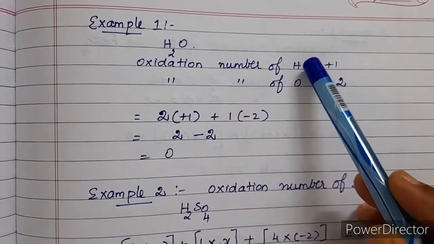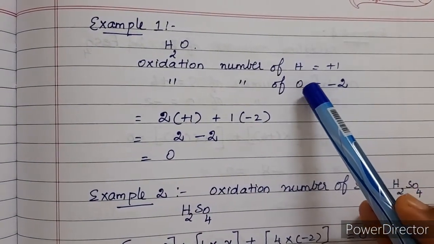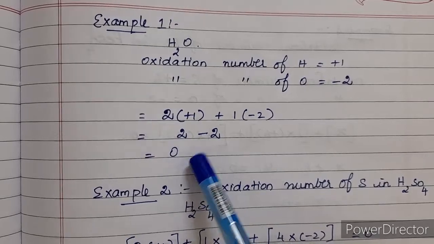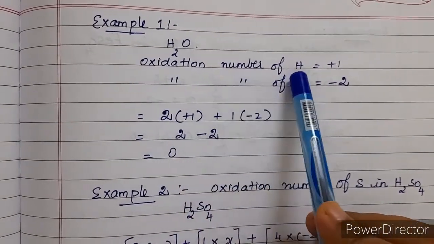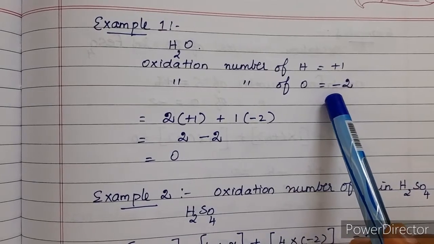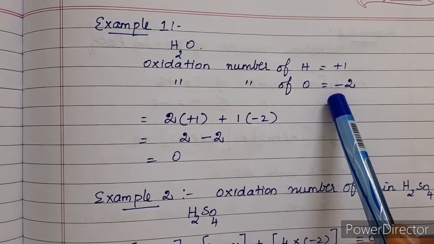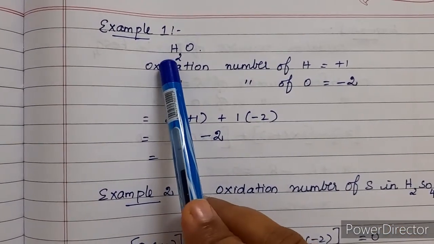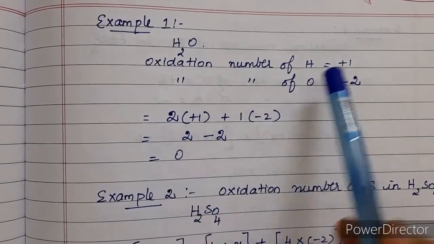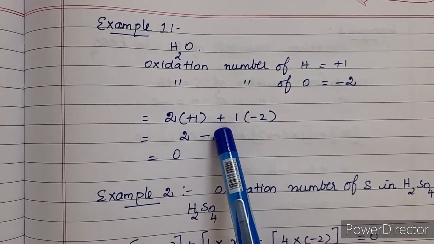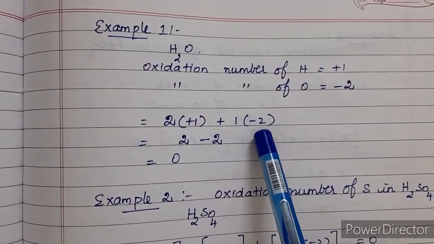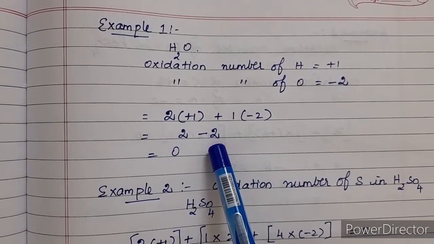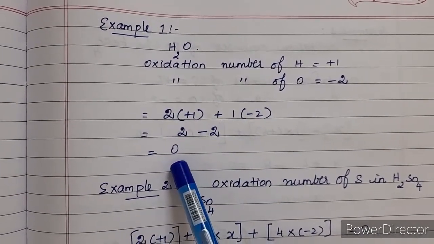Here we are going to substitute the oxidation numbers of hydrogen and oxygen, and we are going to see that the oxidation number of the neutral molecule is 0. The oxidation number of hydrogen is +1. The oxidation number of oxygen is -2. I asked you to memorize the oxidation numbers of a few elements, isn't it? Now we are going to substitute here. How many hydrogens are there? 2 hydrogens. So 2 into the oxidation number, that is +1, plus how many oxygen? 1 into the oxidation number of oxygen, -2. So this will become 2 and this is -2. So 2 minus 2 is 0.